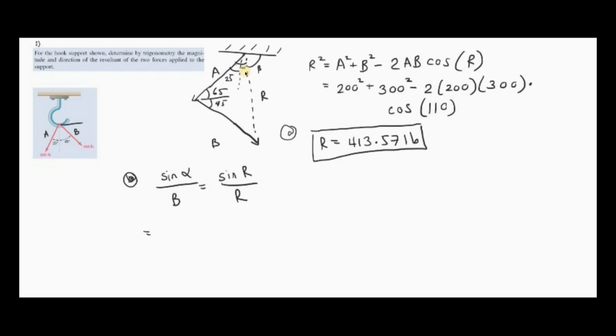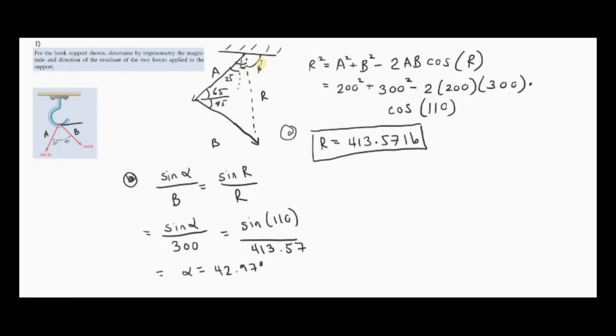Plugging in the values, we have sine of alpha over 300 is equal to sine of R, which is 65 plus 45, will give you 110, over what we solved for in the first part, which is 413.57. And now just solving for alpha, it'll give you 42.97 degrees.